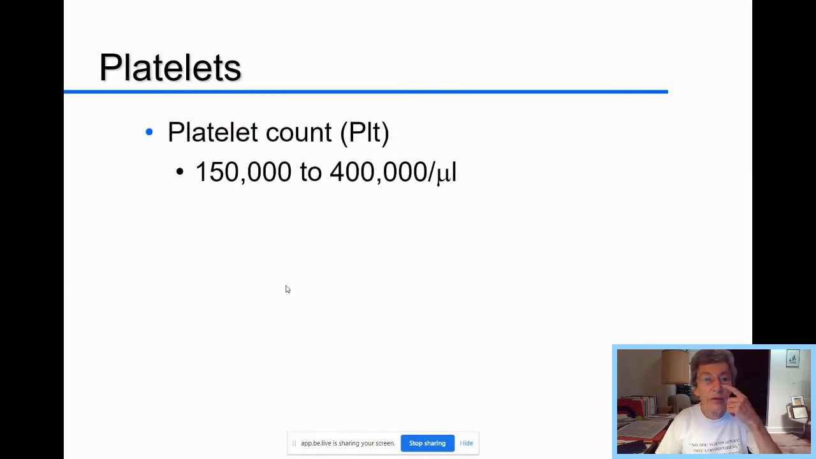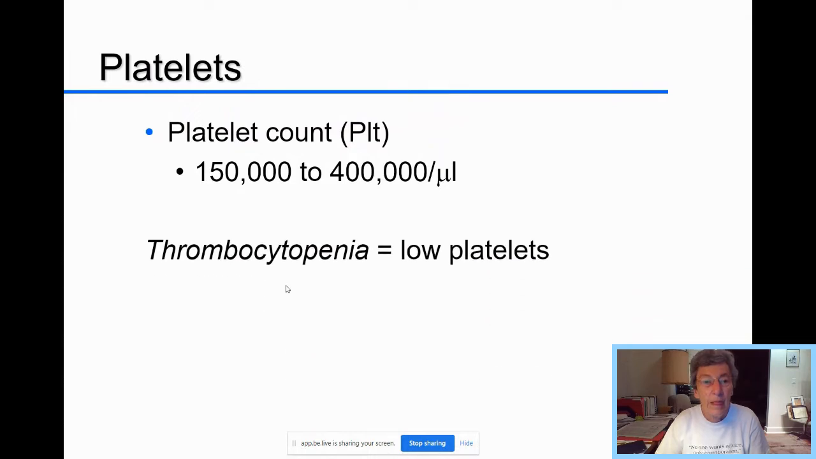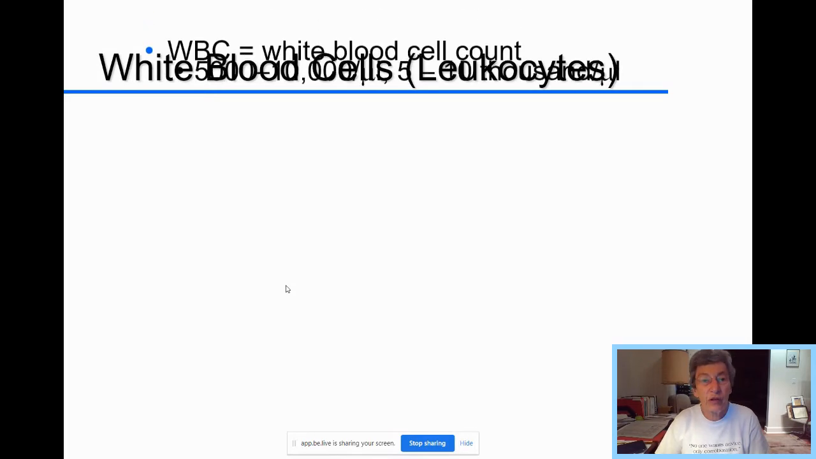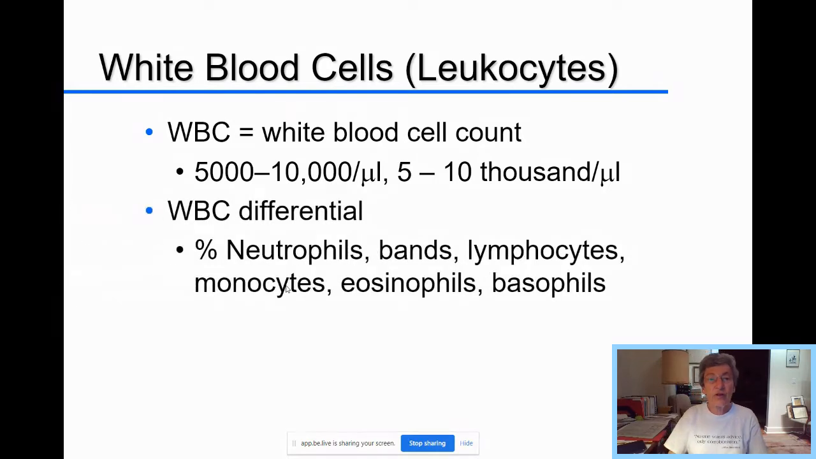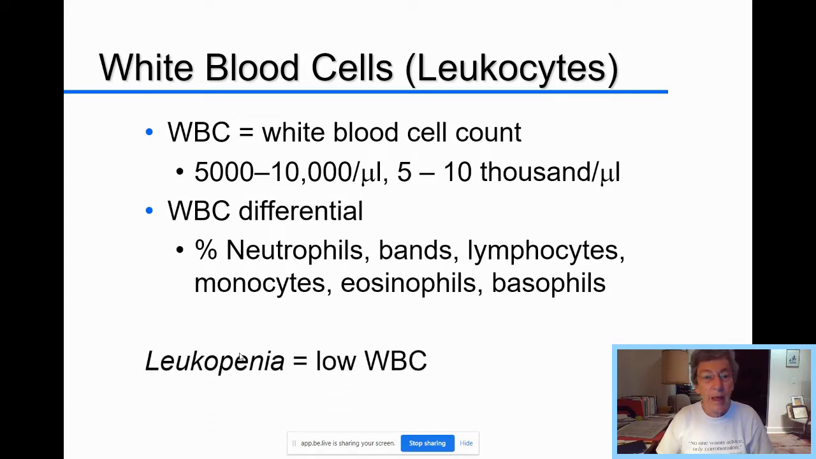Platelets, normal platelet count is above 150,000 up to about 400,000 per microliter. And thrombocytopenia is a term for low platelets or thrombocytes. White cells, leukocytes, the normal is between 5 and 10,000 per microliter. The differential of white cells usually shows you the percent of neutrophils, bands, which are immature neutrophils, lymphocytes, monocytes, eosinophils, and basophils. Leukopenia, hard to say, means low white blood count.